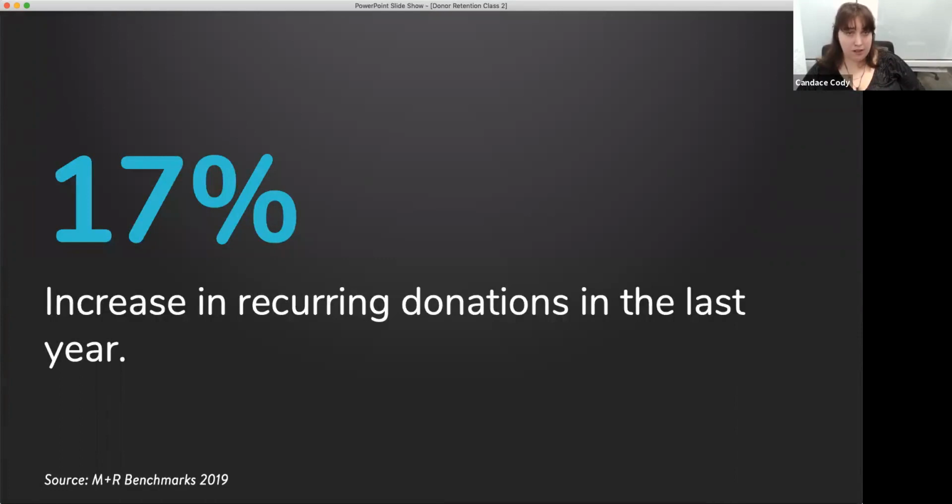Also, recurring giving is on the rise. There's been a 17% increase in recurring donations in the last year. This is from the M&R Benchmarks report from 2019. So this is really telling that even your donors are interested in becoming recurring donors, because they're coming along that journey with you month by month instead of year over year.